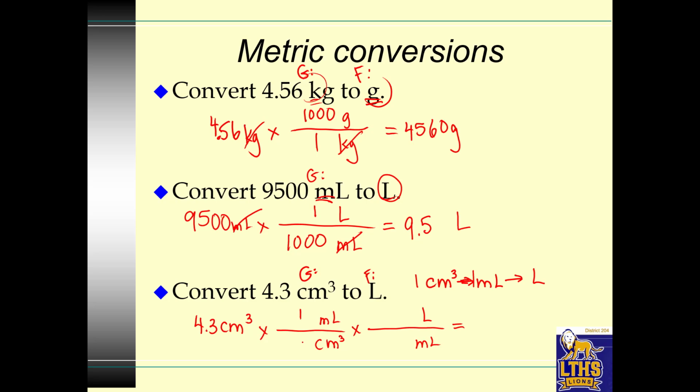So this is the part I want you to remember, that 1 milliliter equals 1 centimeter cubed. I also want you to remember that a liter is bigger and there's 1,000 milliliters in a liter. So centimeters cubed is going to cancel, milliliters is going to cancel. I'm going to take 4.3 divided by 1,000. I'm going to get 0.0043 liters.